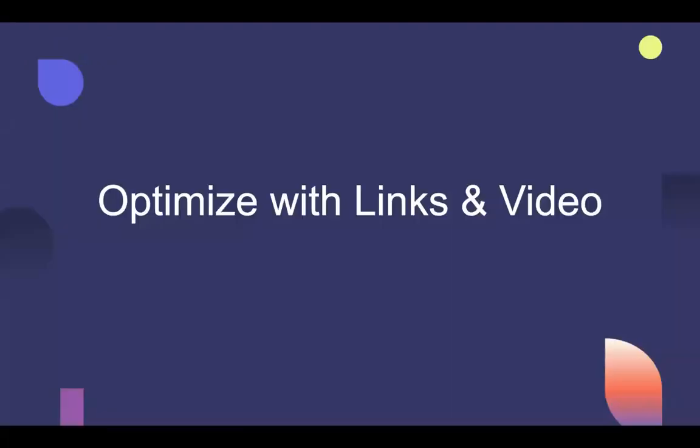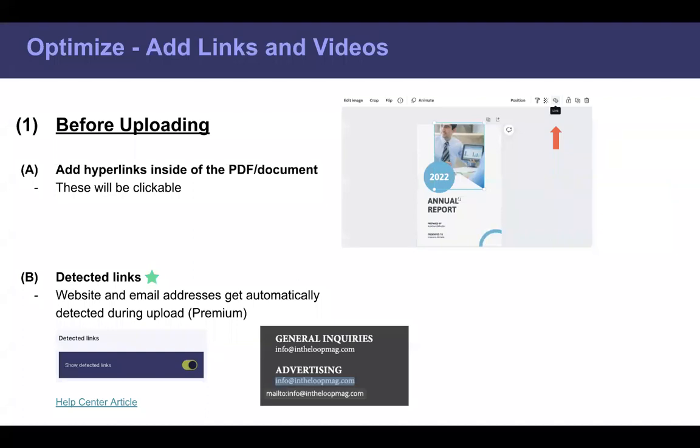And what's next? You probably want to make it a bit more dynamic, more interactive. So remember to add the links and videos. There are 3 ways of adding links and videos. Either you can add links before you upload the publication on Issuu. In this case, I have an example on Canva. You just add the link, and these will then be clickable on Issuu.